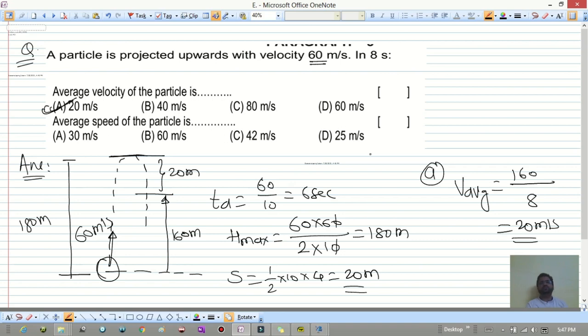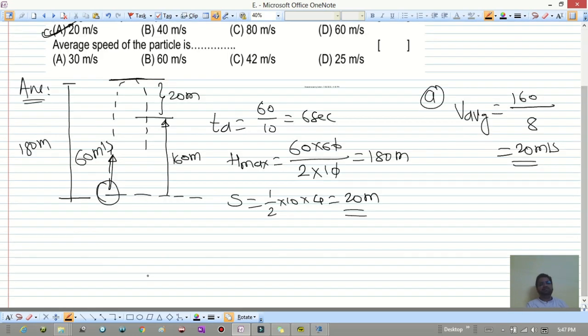Okay, no problem. Average speed we want. What does average speed mean? Average speed means the total distance traveled by the particle divided by total time. What is the total distance traveled?